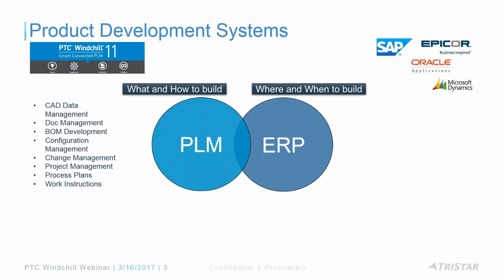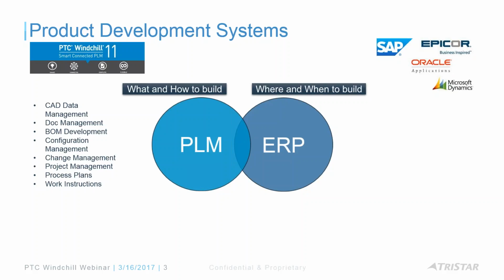So Windchill can typically house things like CAD data, documents, bills of material in the planning phase, configurations of those parts or those BOMs, change management information, project information, with other modules to enable things like process plan management, operations tied to a router, or a work instruction generated from that.